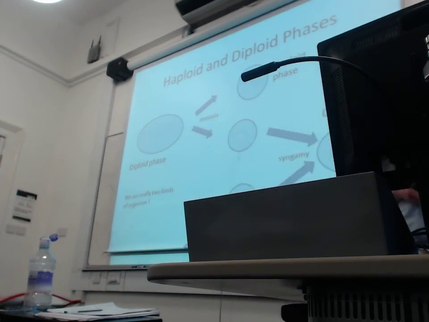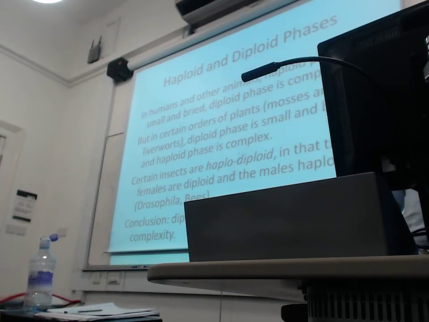So it seems, oh well, maybe if we think about animals, maybe you need to be diploid to be complex. Well, not really, because there are some orders of plants, mosses and liverworts, where the diploid phase is tiny and very brief, and the actual complex organism is entirely haploid. Some insects are haploid-diploid, where the males are haploids and the females are diploids. Conclusion: you don't really need a diploid genome.